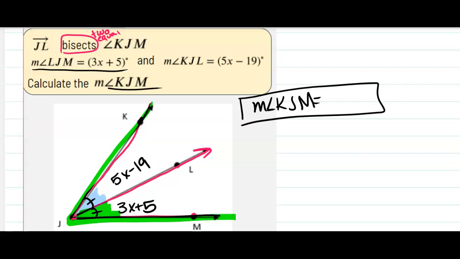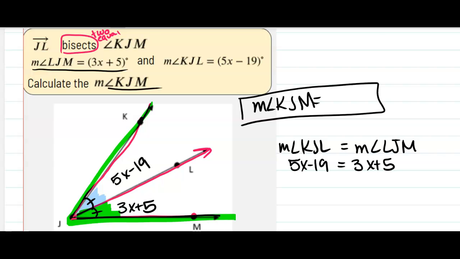So we know that we answer our question at the end. So based off of the information that we have, all we can say is the measure of angle KJL is equal to the measure of angle LJM. So let's substitute. We've got KJL is 5x minus 19. LJM is 3x plus 5. And then we just solve.